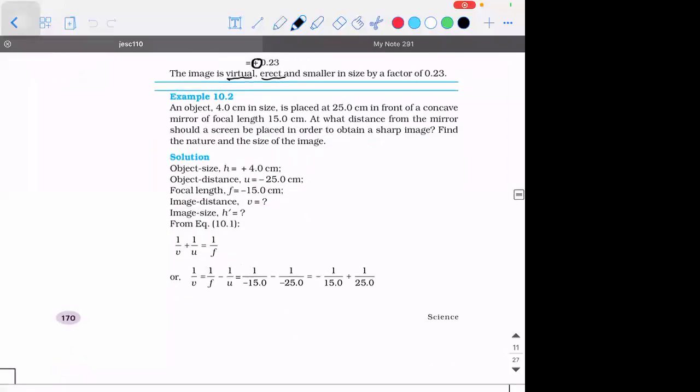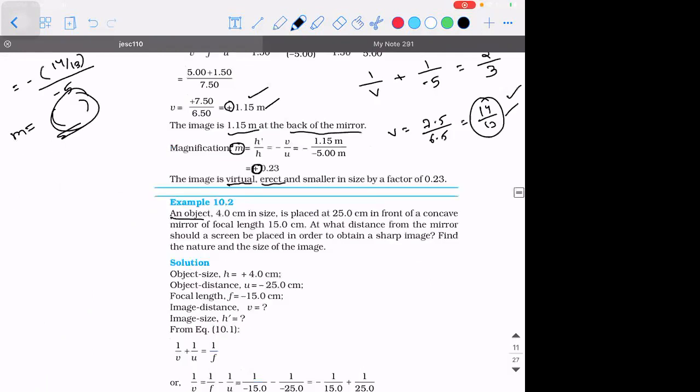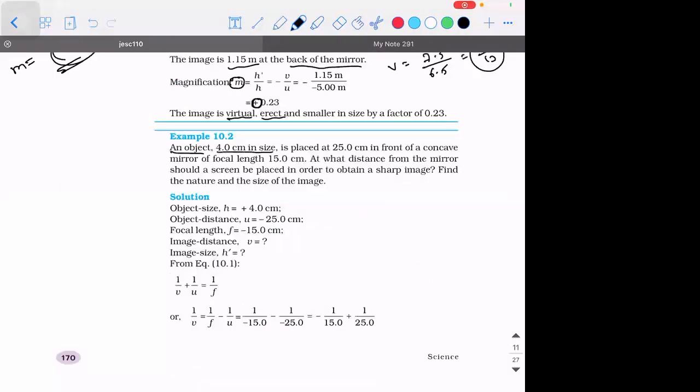Now, let's do another problem. So there is an object. One more important point. So what is the other name for convex mirror? Diverging mirror. It's called a diverging mirror. Why is it called a diverging mirror? Because the reflected rays get diverged away from each other. Similarly, an object 4 centimeter in size.